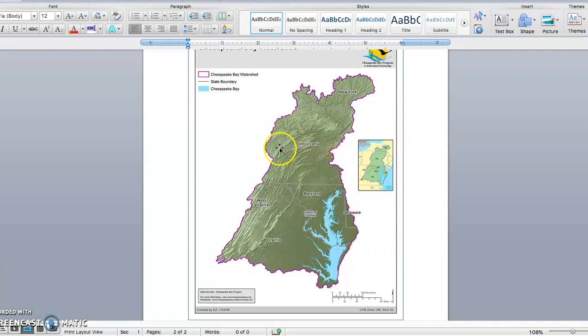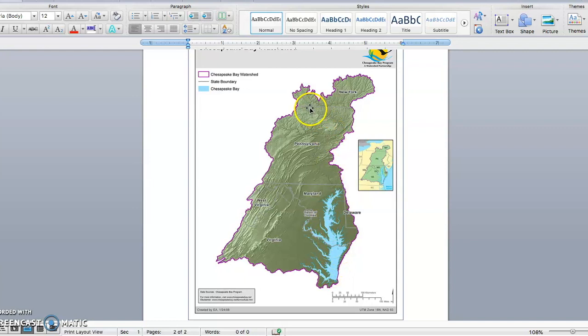Then we have Pennsylvania, or parts of Pennsylvania, and parts of New York. So we have 1, 2, 3, 4, 5, 6 states and the district in our watershed. The water from that area is all supplying this thing here, the Chesapeake Bay. Look at how much bigger the area is than the area of the bay itself.